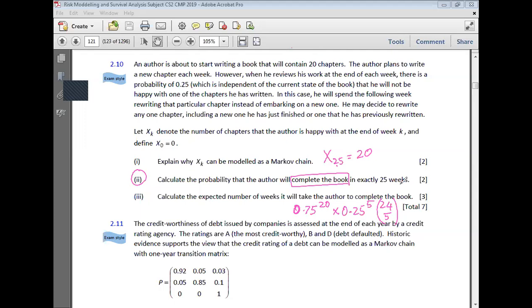And I guess for the third part, what is it? Calculate the expected number of weeks it will take the author to... This is really a good question. Okay, so what do you guys think you should do for the third part?